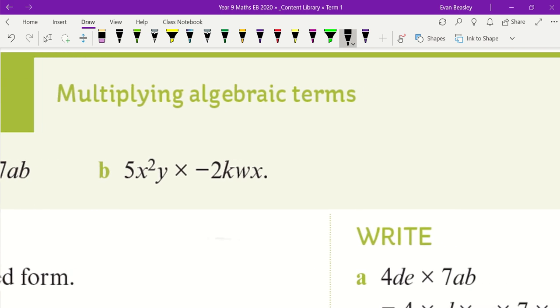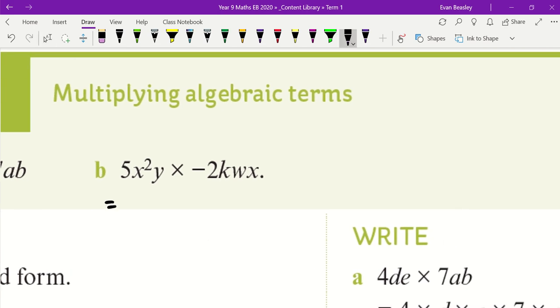Let's have a look at the next one. Let's multiply our coefficients together. So I've got a 5 times a negative 2. Well, 5 times 2 is 10, and 5 times negative 2 must be negative 10. Now I'm going to look at multiplying. So we're going to multiply, and we're going to have to just go through this in order.